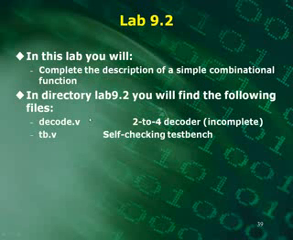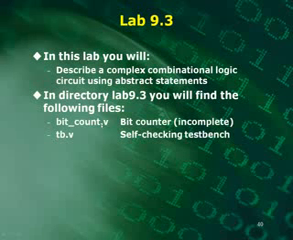In Lab 9.2, you're going to complete the description of a simple combinational function, and these are the files you're going to find in the lab directory, but you'll have lab instructions for this. And in Lab 9.3, you're going to describe a complex combinational logic circuit using abstract statements. You'll have a couple of files for that.